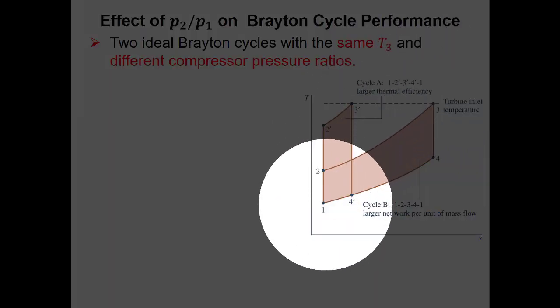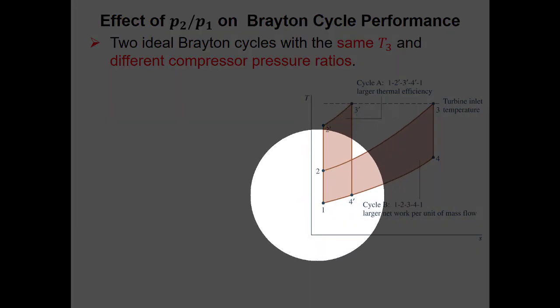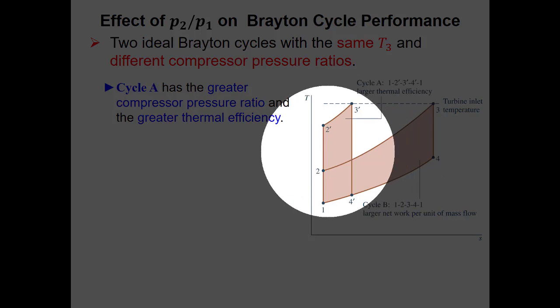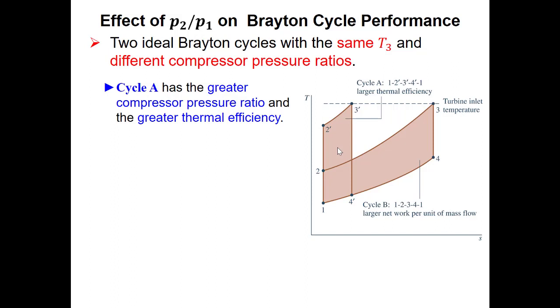So if we increase the compressor pressure ratio, we get one result. And if we leave the compressor pressure ratio lower, then we get a different result. So here, cycle A has a greater compressor pressure ratio. That's moving between state 1, state 2 prime, state 3 prime, and state 4 prime. This cycle has more efficiency. It's increased thermal efficiency here. So just like when we increased the compression ratio in an internal combustion engine, we got more efficiency, we also get more efficiency in the Brayton cycle when we increase the compressor pressure ratio.